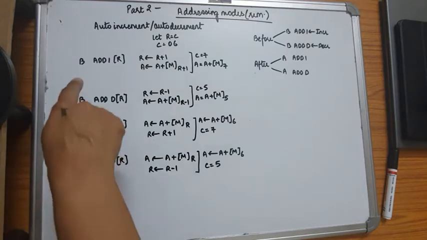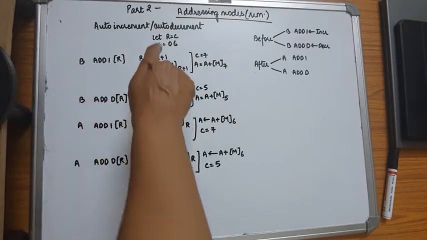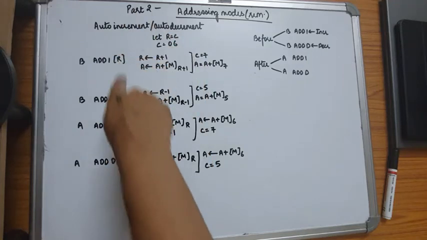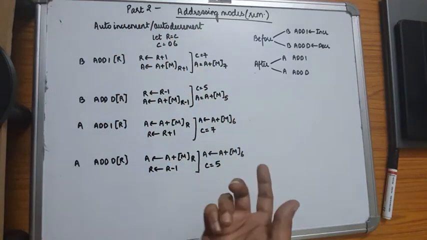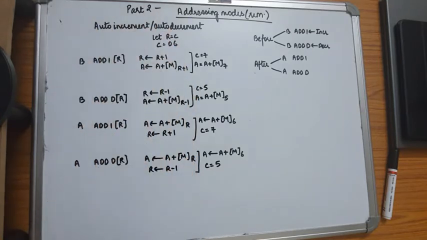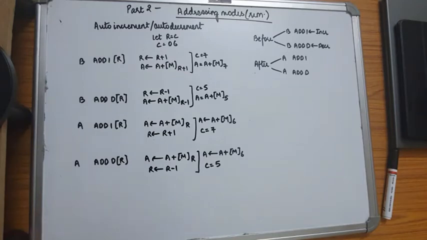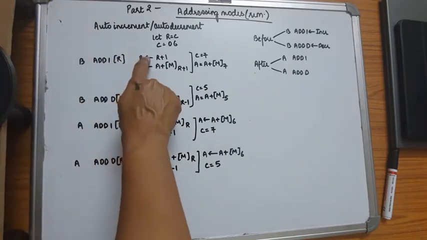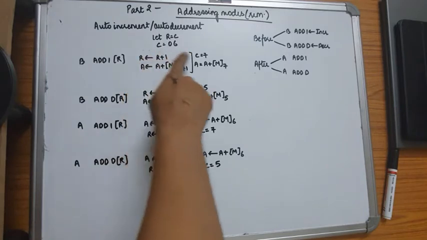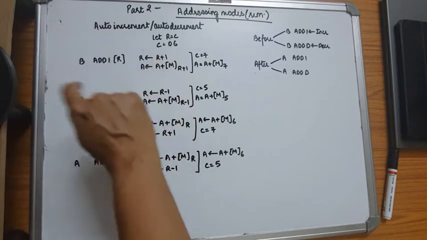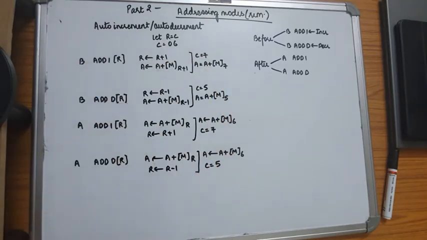First we will deal with this, but before that we are taking register R as C. We are assuming that it's a register C and the contents of register C are 6. First we will deal with B add I R. What does this instruction say? Before add increment. What to increment? The content of register R. R gets the value R plus 1. What is R? R is C. What was the content of C? It was 6. I have incremented it and C now stores 7.